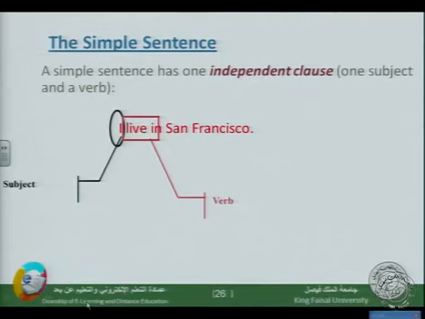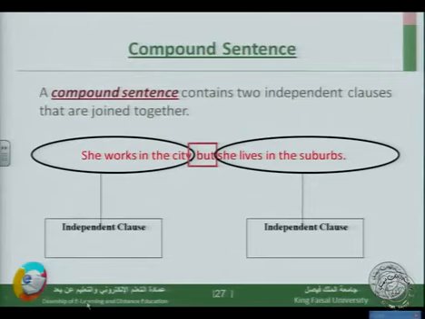We also talked about three different types of sentences. We talked about the simple sentence, which has one subject and one verb, like I live in San Francisco. We talked about compound sentences, which contain two independent clauses joined by a coordinating conjunction. She works in the city. She lives in the suburbs. Notice these are independent sentences; if placed separately, each sentence would have a meaning independent of the other, but they were connected with the coordinating conjunction but, and don't forget that we had a comma.